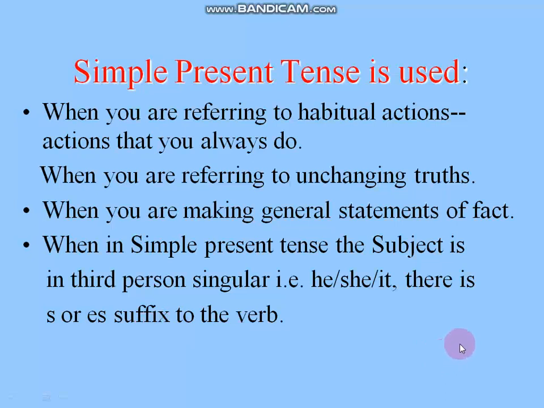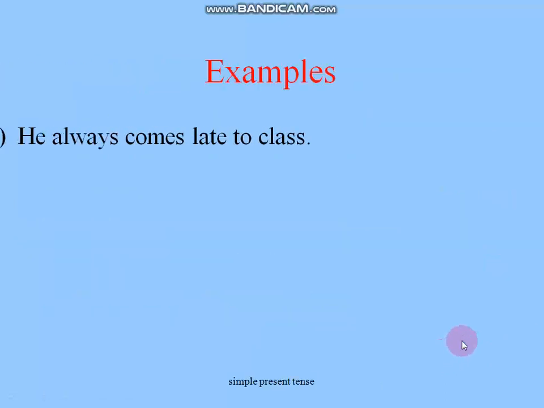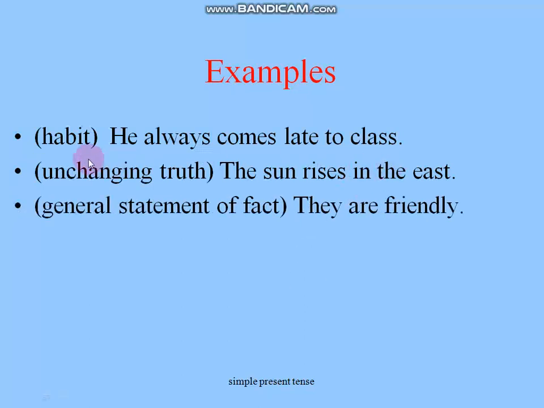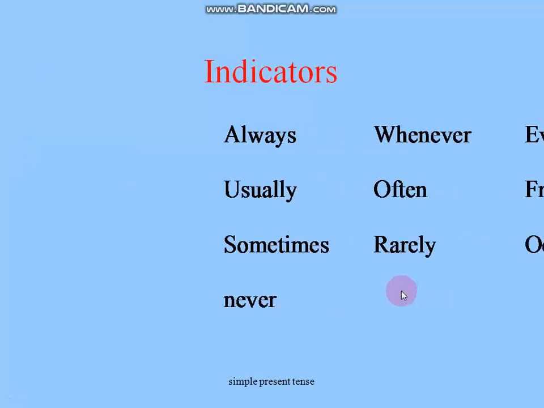Okay, now we move to next, examples. First, it indicates habit. He always comes late to class. This is habit. Unchanging truth: the sun rises in the east. General statement of fact: they are friendly. These are examples of simple present tense.